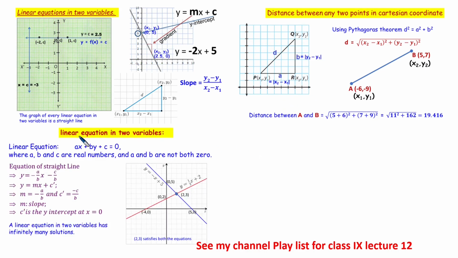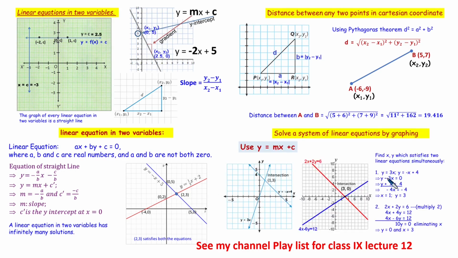Then also I had discussed linear equations in two variables. If you have two equations of lines and if they intersect, then this point obeys both equations of line, that is, this red line and the blue line. But if suppose the lines are parallel, then you will not have any point which will obey both the equations of line.